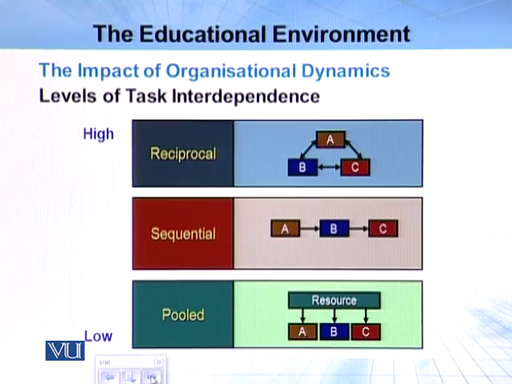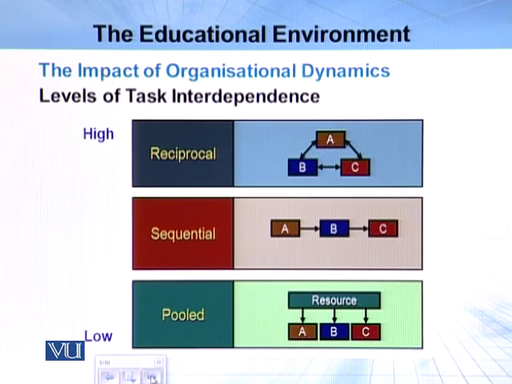And task interdependence can be very high or it can be very low. When task interdependence is high, the team is able to function very cohesively and achieve high levels of performance. We can think of task interdependence as reciprocal. This is where every member of the group is able to talk to every other member of the group. This is known as reciprocal interdependence because every member has access to others.